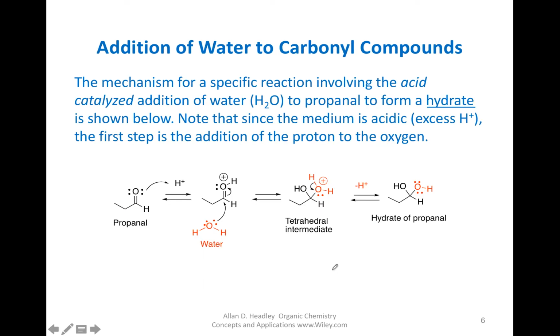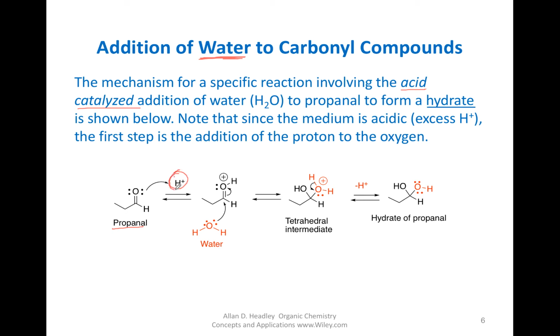Okay, let's get into some specific reactions here. This is the addition of water to carbonyl compounds. Here it's an example, propanal, that's an aldehyde, and we're adding water to that aldehyde. It's acid catalyzed, which means that there is an excess of H+. The electrophile here is H+, so therefore there's an excess.